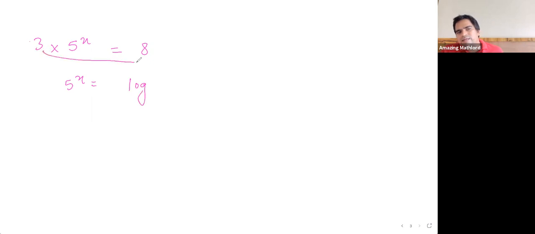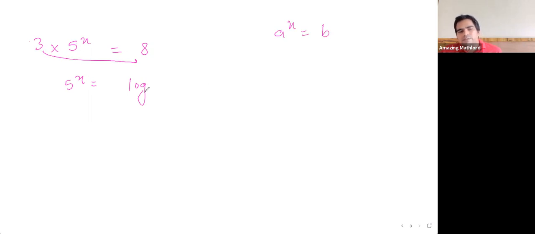For example, let's say I have 3 times 5 to the power of x equals 8, and I wanted to write this as a logarithmic relation. So this is going to become 5 to the power x equals 8 over 3; first you divide by 3 here. Make sure that your expression is of the form a to the power x is b.